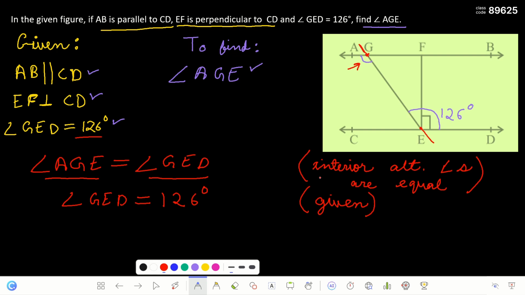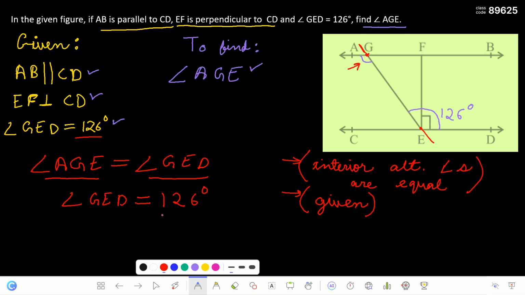So that's how you solve such questions. You have to provide a reasoning for every step that you take. Everything you write, there has to be a reason. If it's given in the question, write it as given in the question. If there is any rule, for example, interior alternate angles are equal, you know that, provide that as a reason, right?